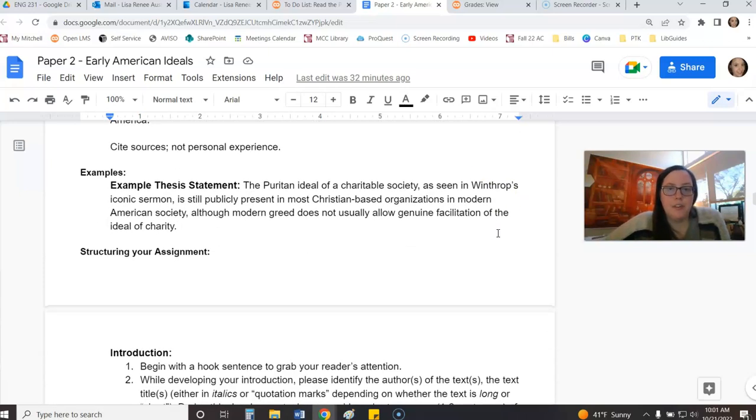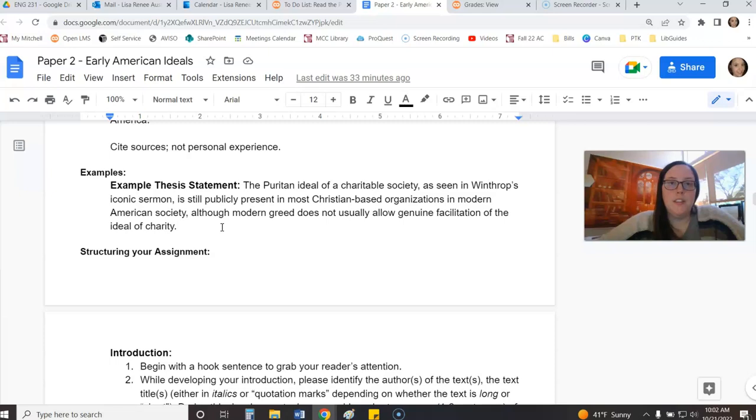All right, here's an example thesis statement. The Puritan ideal of a charitable society, as seen in Winthrop's iconic sermon, is still publicly present in most Christian-based organizations in modern American society, although modern greed does not usually allow genuine facilitation of the ideal of charity.